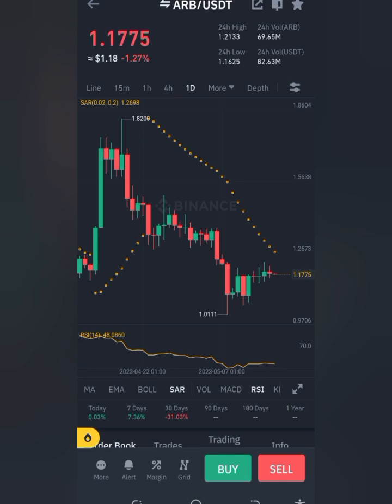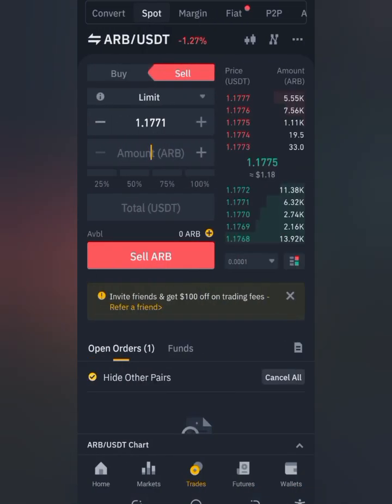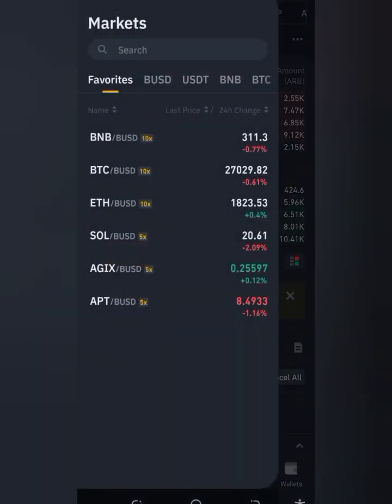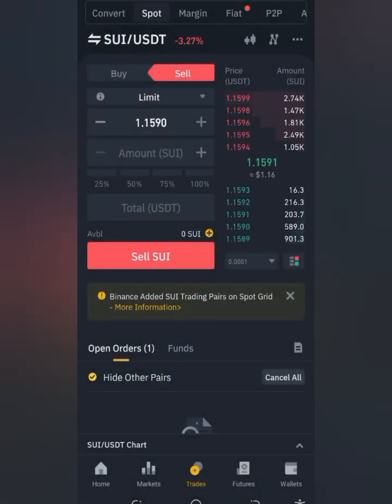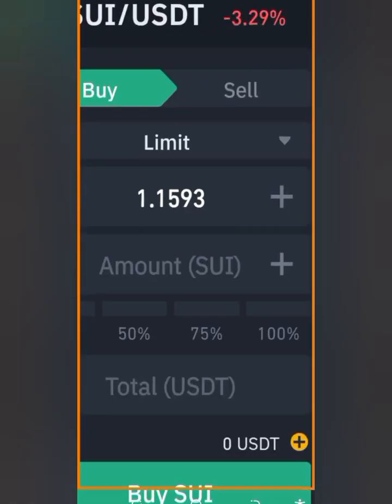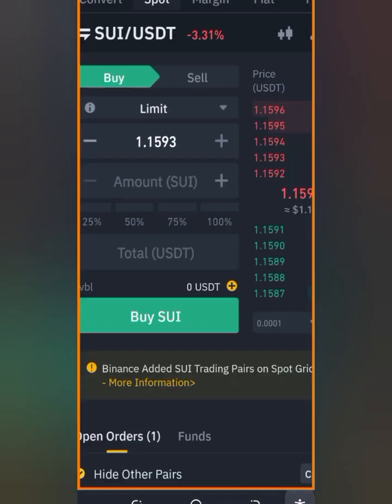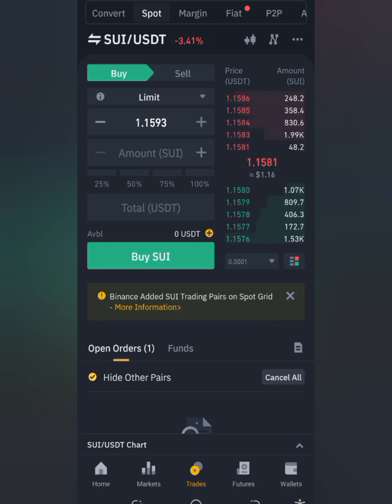So let me show you another example of this kind of coin. You guys would know SUI. They were giving out the airdrop, giving out all of those things, trying to get you to buy the pre-listing and all of that. So right now it's listed. And what's the price? It's $1.15. Okay. Let's see what the price is.